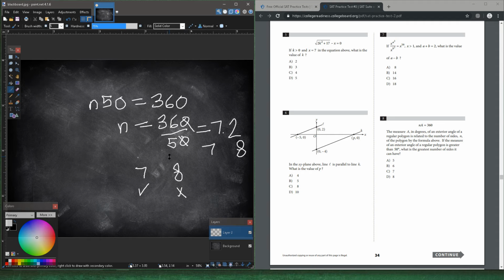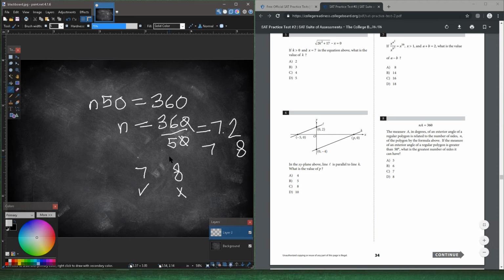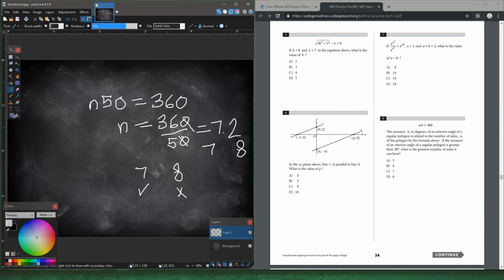So what's the greatest number of sides it can have? It can only have 7 sides, because if it has 8 sides, then it says the polygon has an exterior angle greater than 50 degrees. Because if this is like 51, then 51 times 8 would be 408, which is even higher.